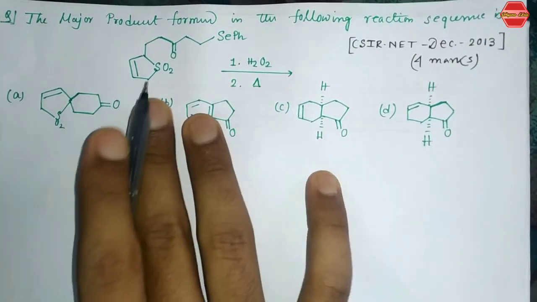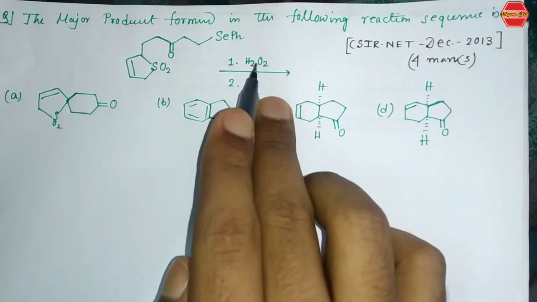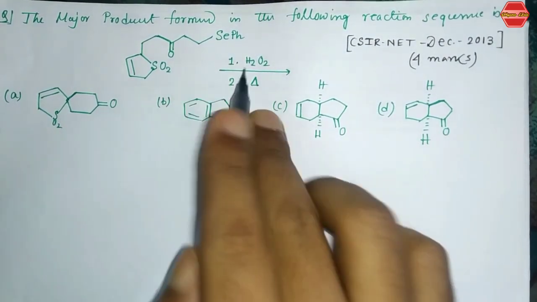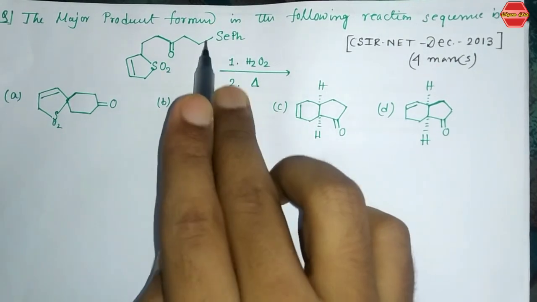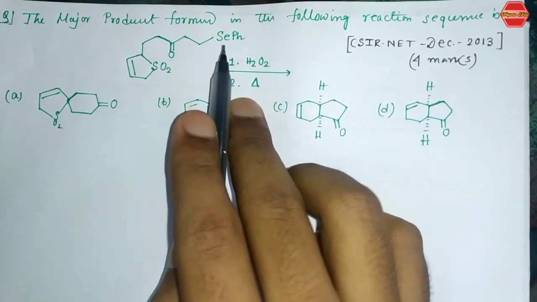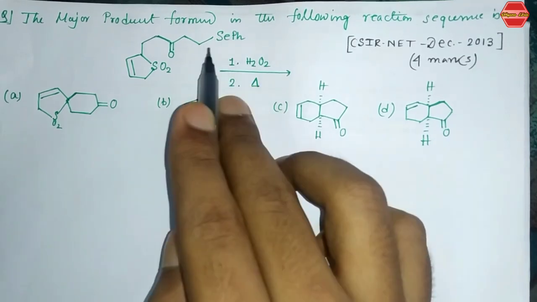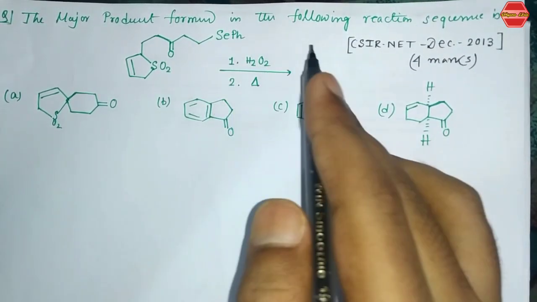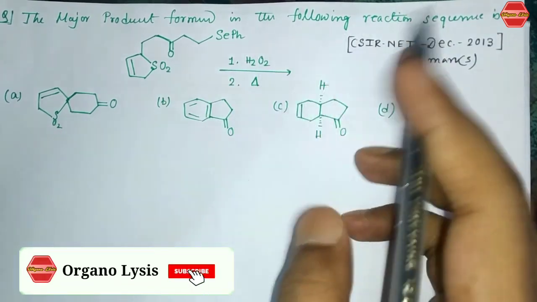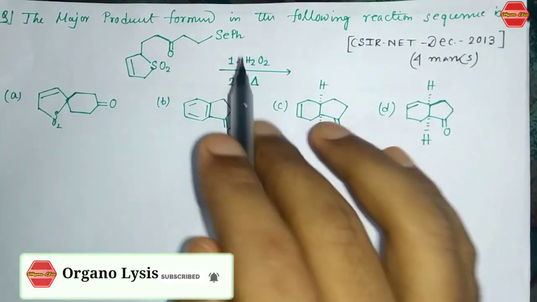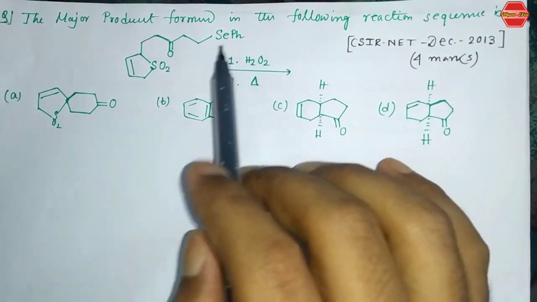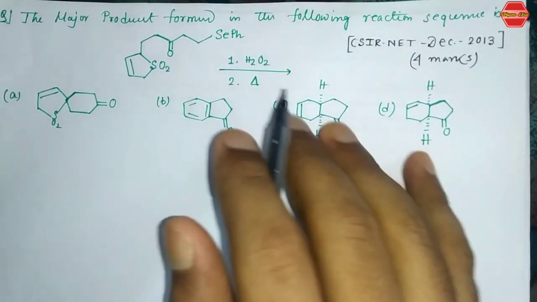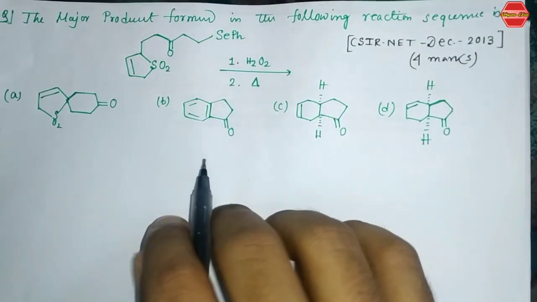You are given a substrate like this one, and the reagents are first H2O2 and second heat. We all know that when the phenylselenyl group reacts directly with H2O2, it generally forms the selenoxide. This selenoxide is generally unstable and will try to undergo pyrolytic syn elimination, and there is a formation of an alkene.